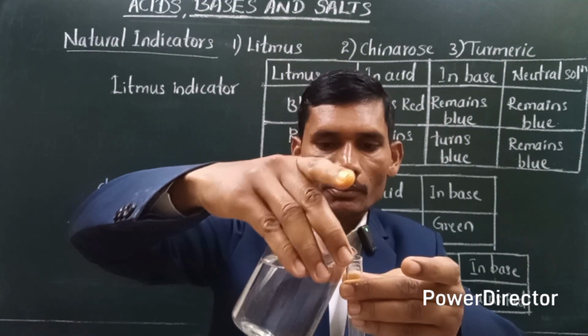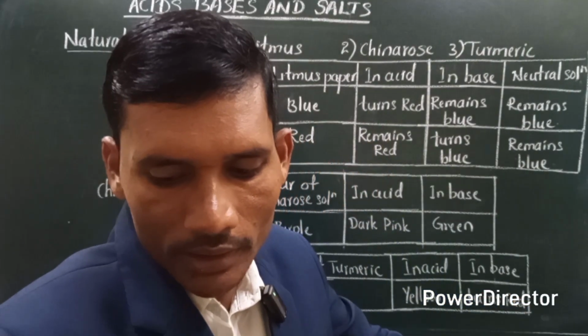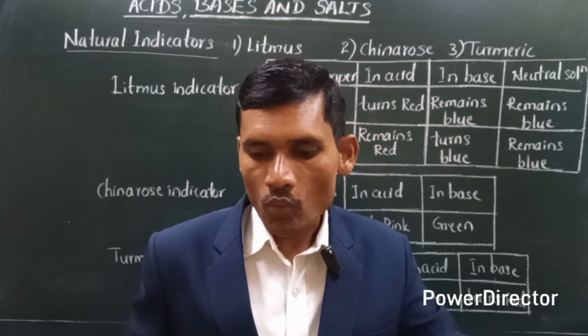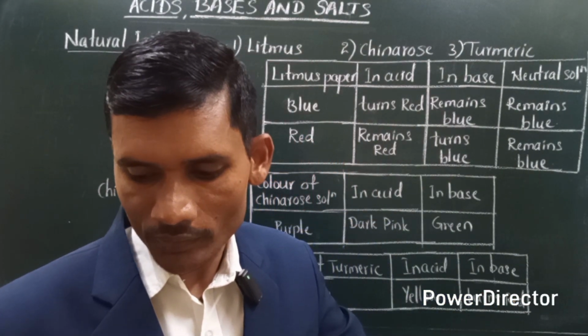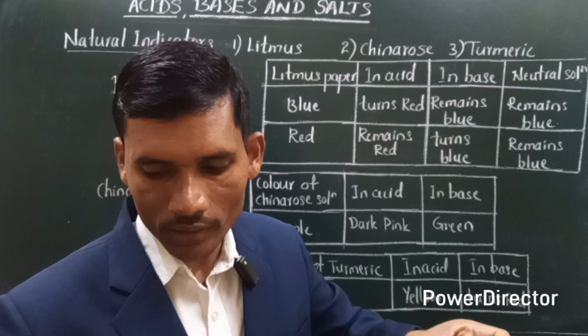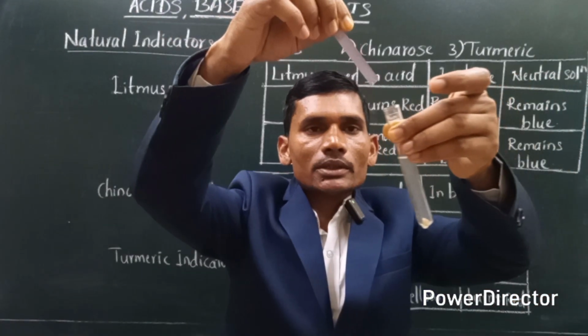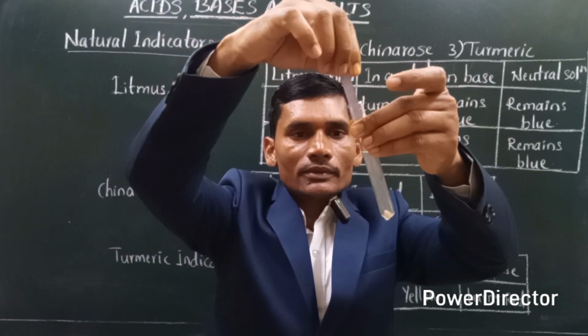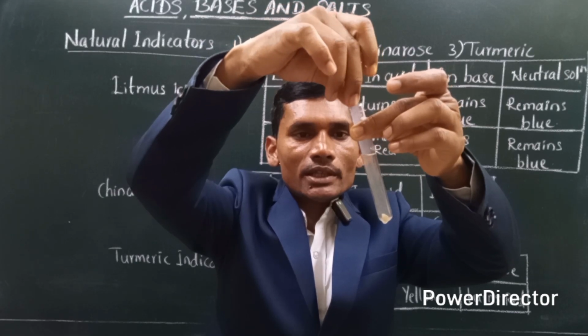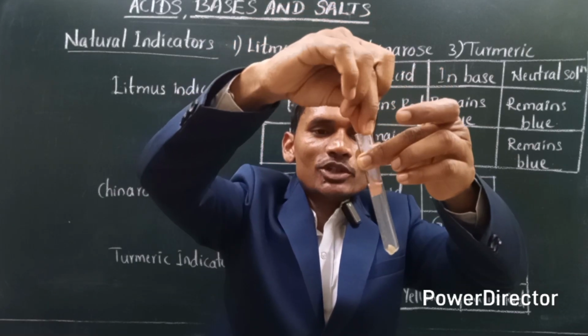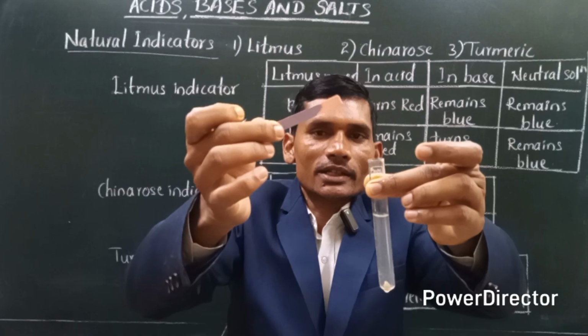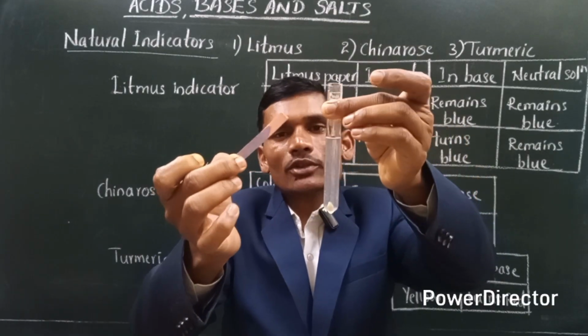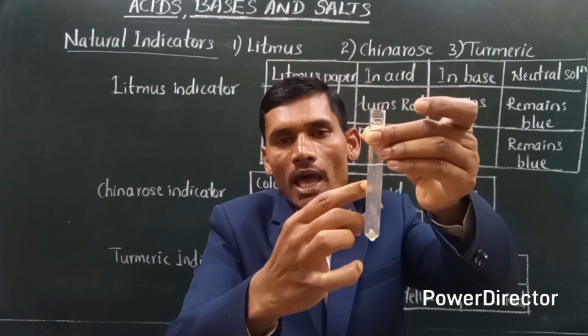Now if I dip litmus paper in this, blue and red, what it changes to, we'll see now. Let me check this one with blue litmus paper. I am starting with blue one. If I dip this into this lemon juice, it is turning to red color, right? It is changing to red color. Means what? This is acid.